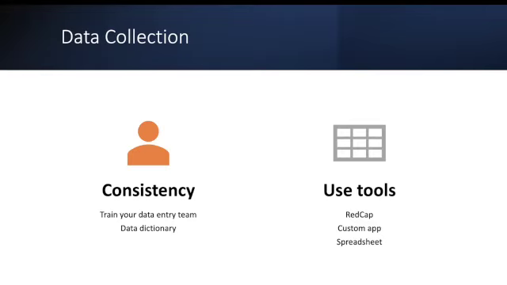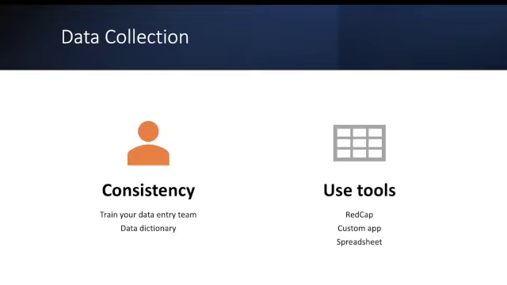As far as consistency goes, it's important that if you have a team of people doing data entry, they are trained to do it properly, to follow your instructions, to know what goes where. You should also have a data dictionary, and we'll talk a little bit later about what that means.